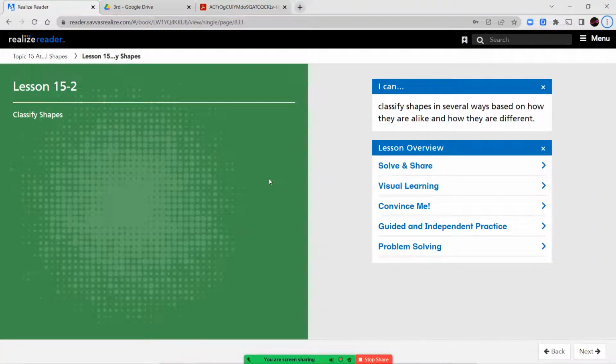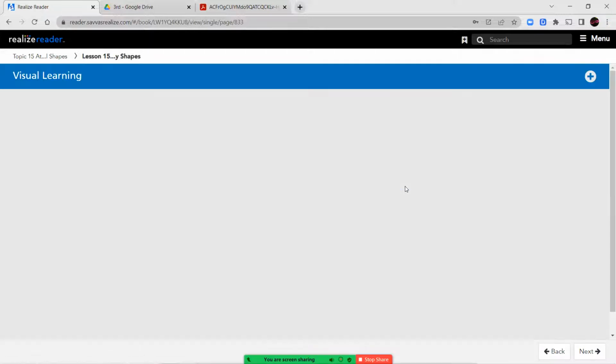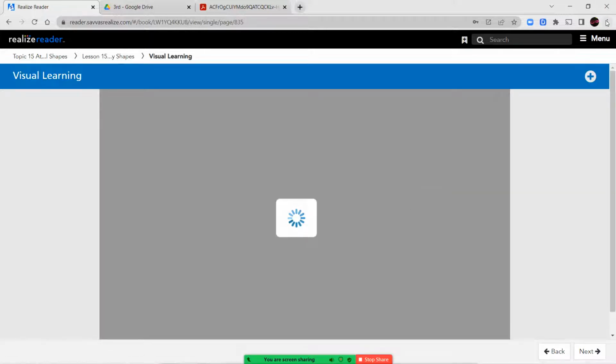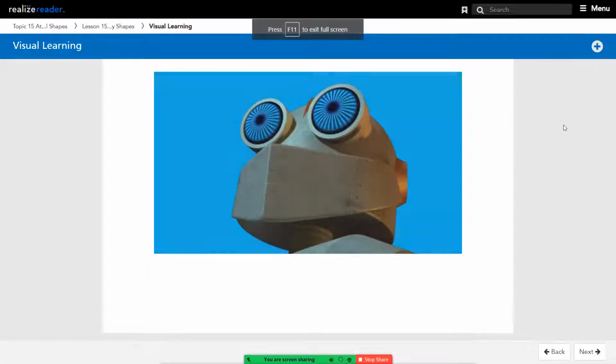Hello, third grade, and welcome to lesson 15-2. In this lesson, we're going to focus on classifying shapes. When you classify something, you figure out what it has in common with other shapes, and you group it. Let's go ahead and watch our short video lesson, and then we'll jump into our notes and our guided practice together.